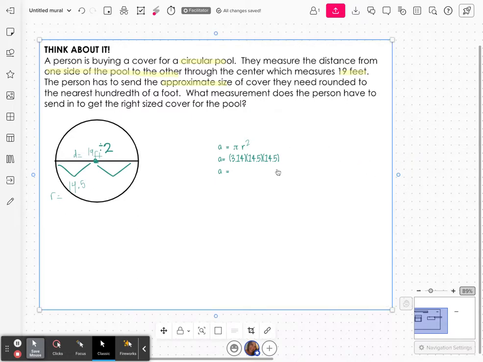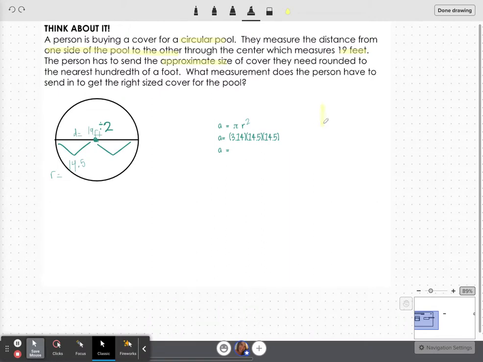Where did that text box go? All right, we'll just use my pen. So we have 14 and 5 tenths times 14 and 5 tenths. And when I calculate that out, I will get a total of 210 and 25 hundredths.